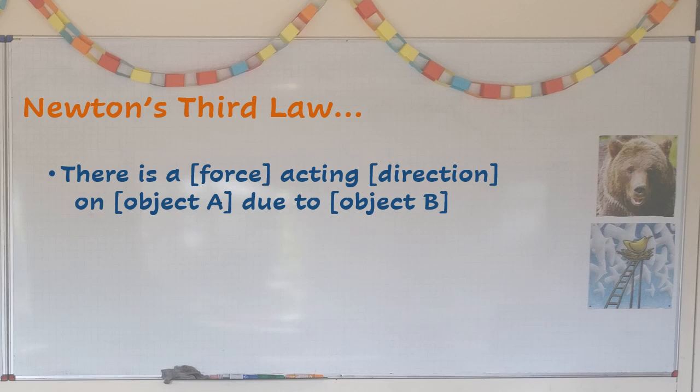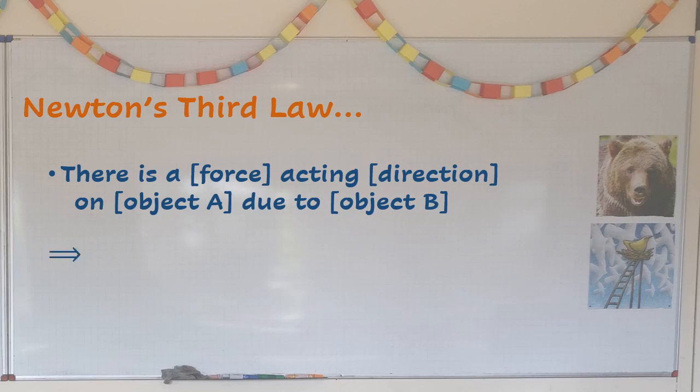There is a type of force acting in some direction on object A due to object B. So if you remember my previous diagram, I could say there is a normal reaction force acting vertically upwards on the book due to the table. So we already have that careful description for forces.